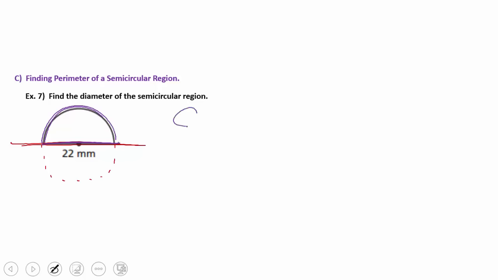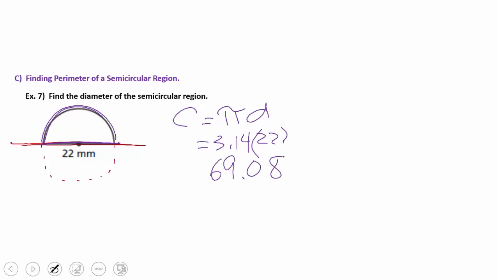We're going to find the circumference. They gave us the diameter. So we're going to use pi times the diameter. Again, we're going to plug and chug. We're going to go 3.14, and the diameter is 22 millimeters. So when we multiply those numbers together, we would get 69.08. Now that's for an entire circle.